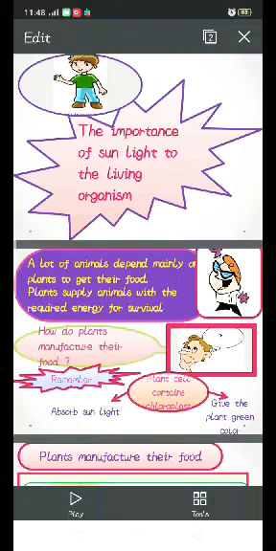Number 1, plants. Plants depend on sunlight to make their own food during the photosynthesis process. Number 2, animals. Animals depend on plants for feeding. Number 3, bacteria and fungi feed on dead animals and plants. So animals, bacteria and fungi depend on plants, which previously depend on sunlight to make their own food.